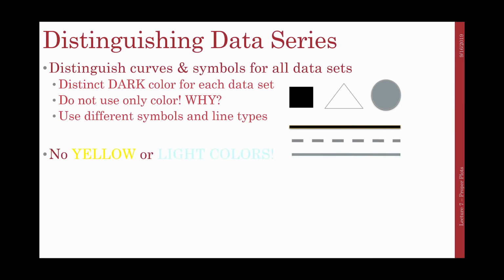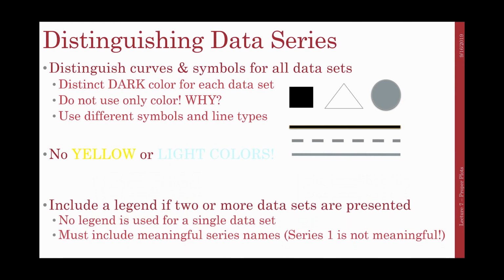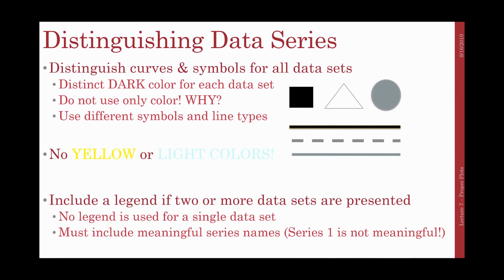Don't use yellow or light colors because you can see here they're pretty impossible to see. You want to include a legend if 2 or more data sets are presented. You don't need a legend if it's a single data set, and it must include meaningful series names. Series 1 is not meaningful. You want someone looking at your graph to be able to draw all kinds of conclusions from your picture.